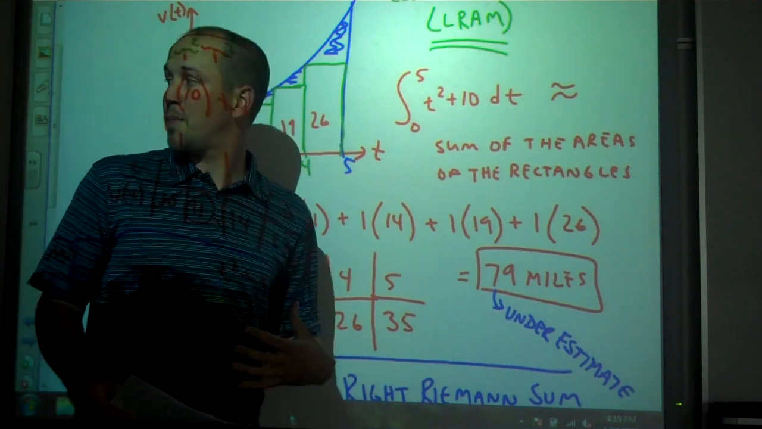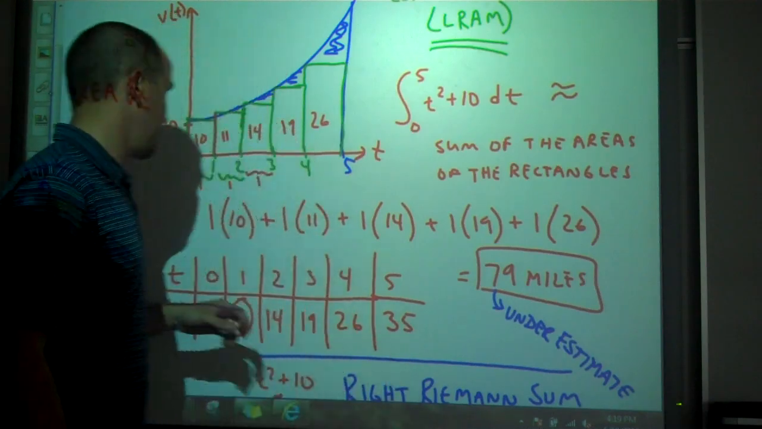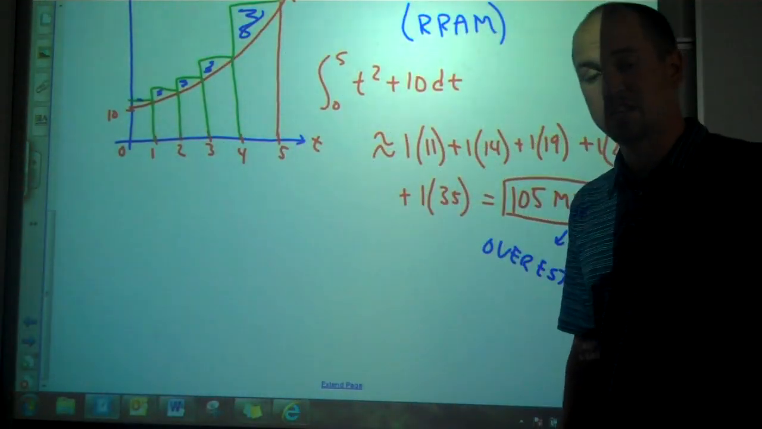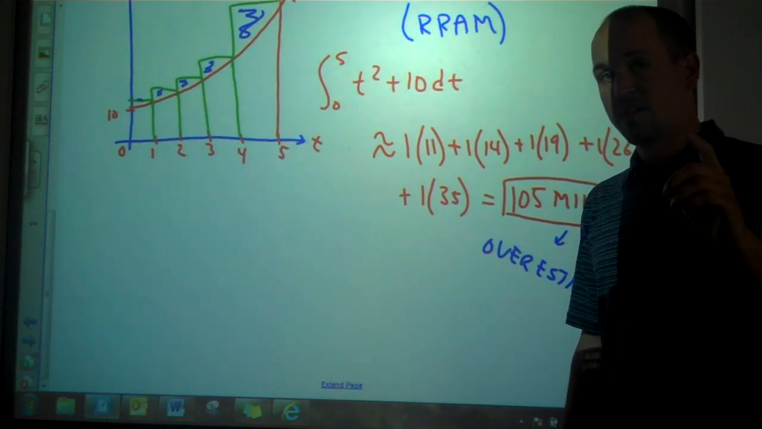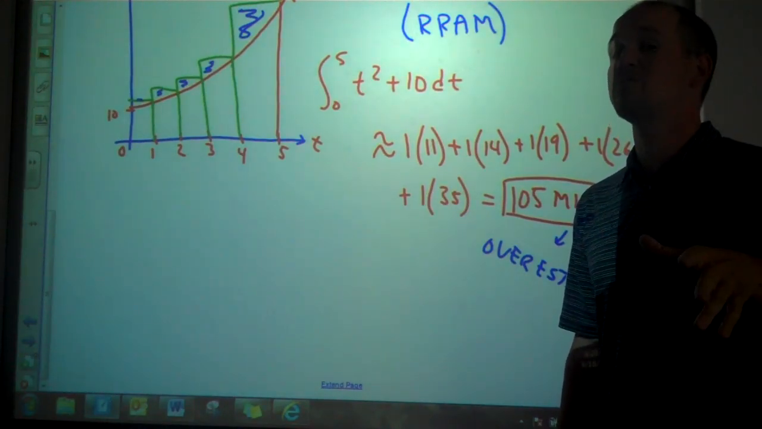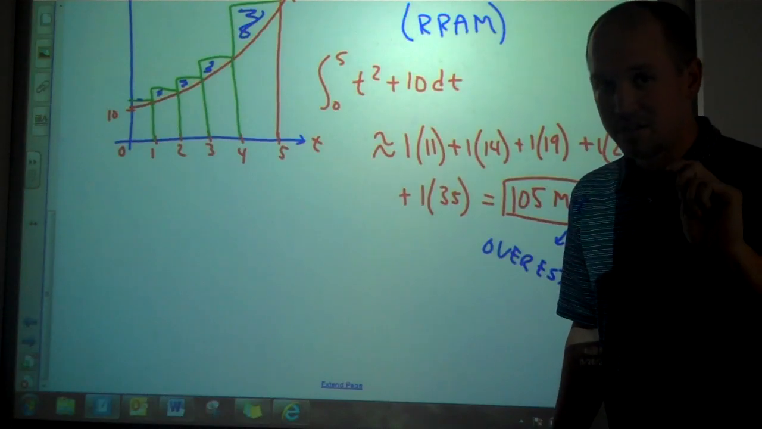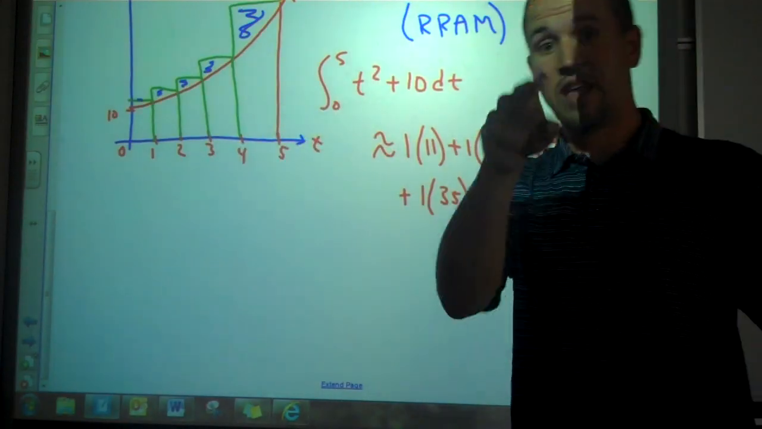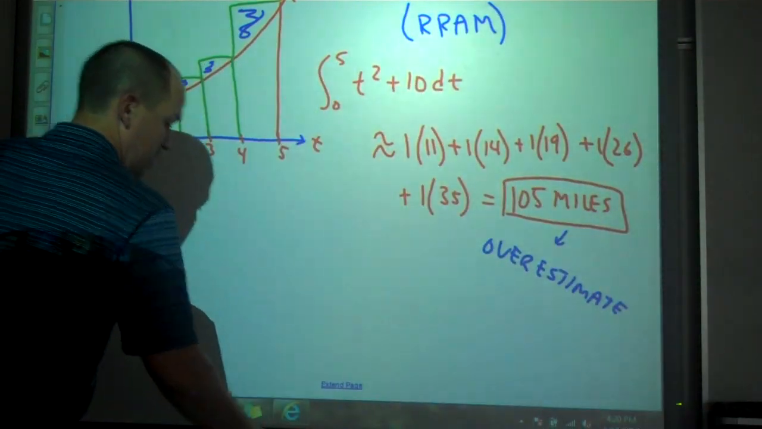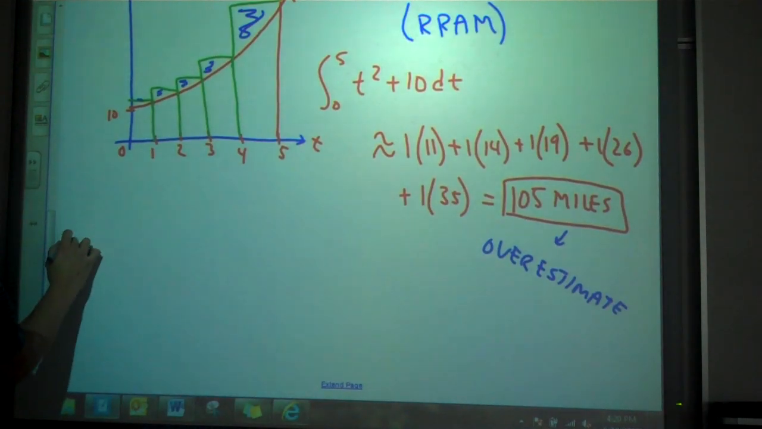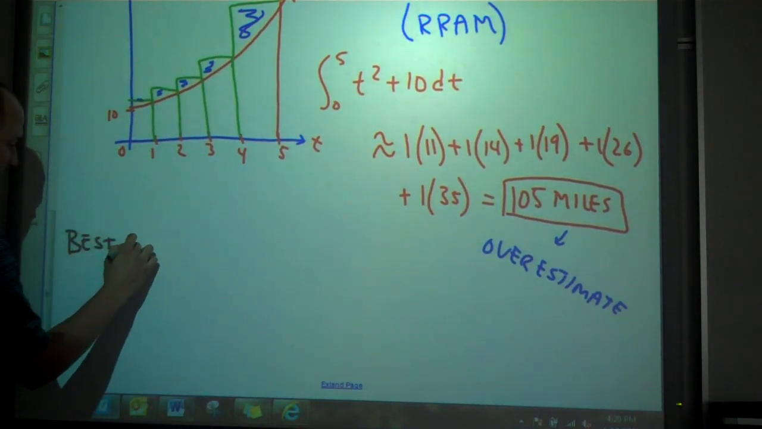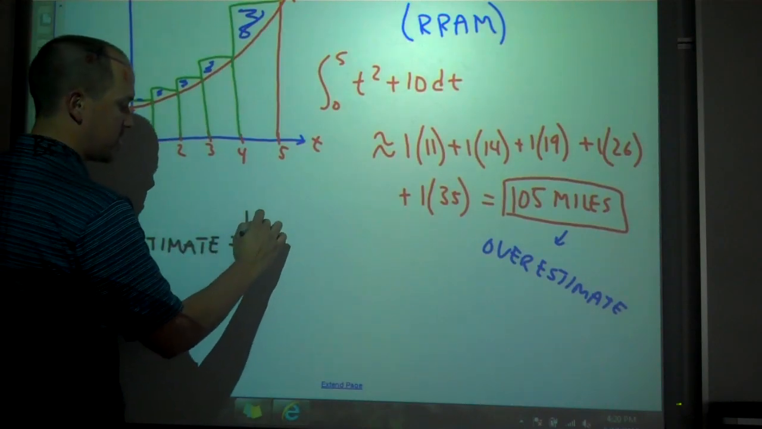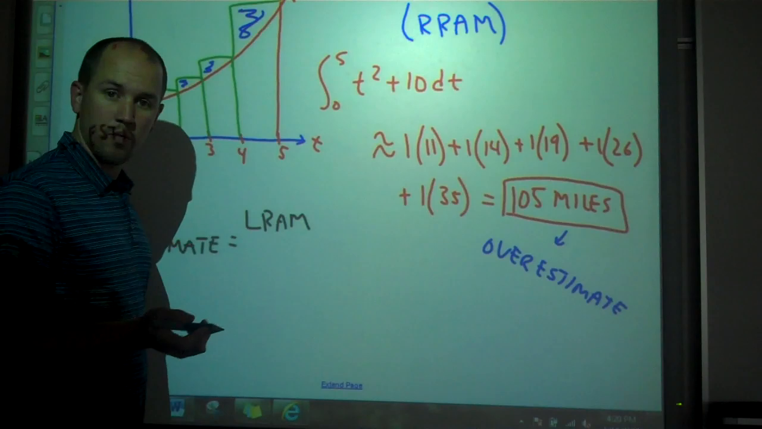My question is, how can I come up with a better estimate? How can I come up with a more accurate estimate of my distance traveled? Somebody? Blurt it out. Yes, you are correct. The average. Our best estimate is when we average the LRAM and the RRAM.